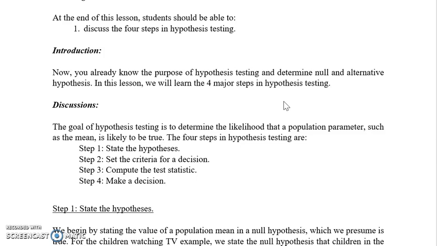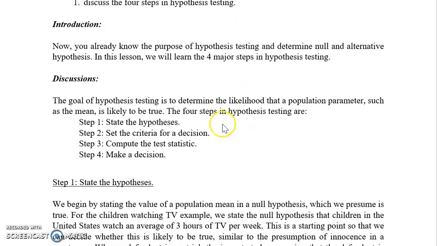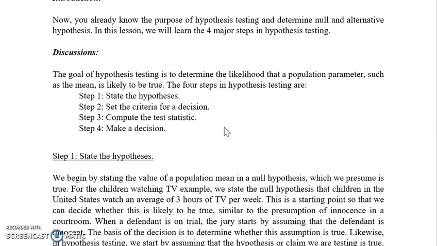And step 4 is to make a decision. By looking back at your step 2, the criteria for a decision, you make a decision out of this test statistic, or out of the result of your statistical analysis that you have computed. And out of that, you will be able to decide whether to accept or reject the null or alternative hypothesis. Now let's look deeper into these different steps.